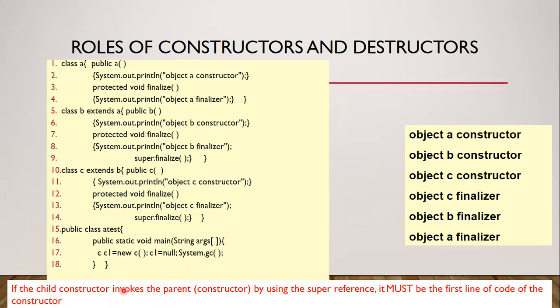So if a child constructor invokes the parent constructor by using the super reference, it must be the first line of the code of the constructor. So if within a constructor we need to call the constructor of the parent class, it must be the first line. As you can see here, we never access the constructor, but this is the default behavior of constructing an object. But if we want to have control in our hand, and we must call the parent class constructor, then it should be the first line in the constructor. This is the condition.